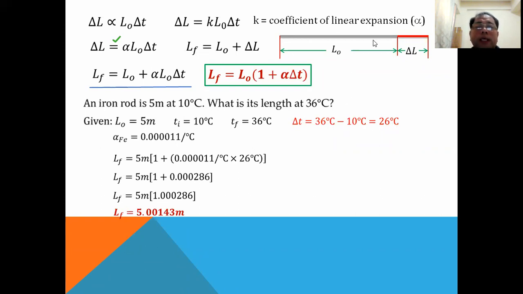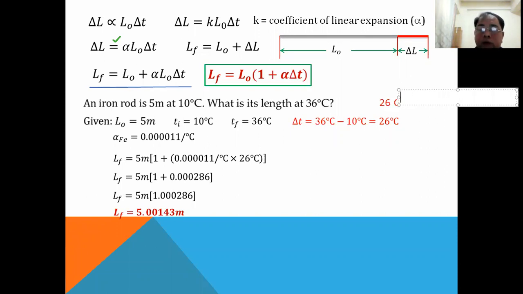There are some texts that do not write 26 with degrees Celsius, but instead they write it with Celsius degree, because 26 here is not a temperature value. 36 and 10 are actual temperature readings that we get from our thermometer, but 26 is not. Sometimes they use this symbol to indicate change in temperature, something like this, a C and a small letter o after that.